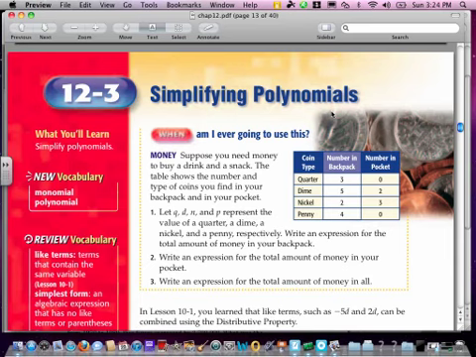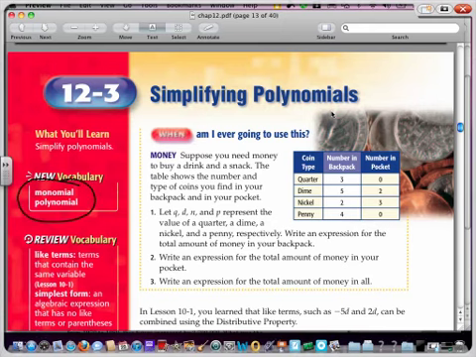We're now ready to do section 12.3, simplifying polynomials. So we're going to figure out a way to take these polynomials, get all the like terms together, and simplify them down. A couple of vocabulary words: monomial, polynomial. Stick those in your notes.